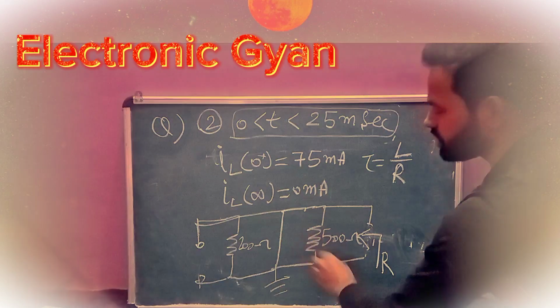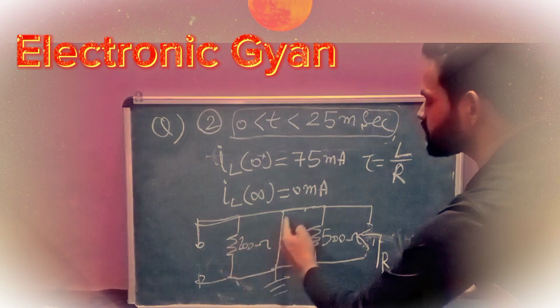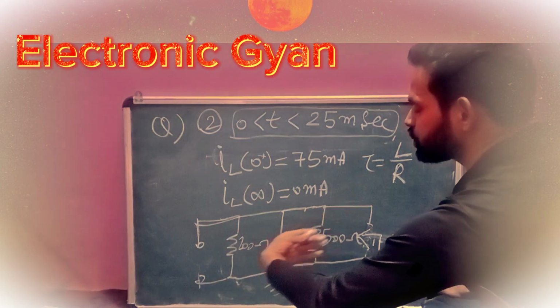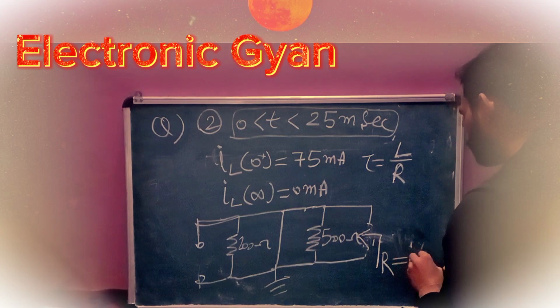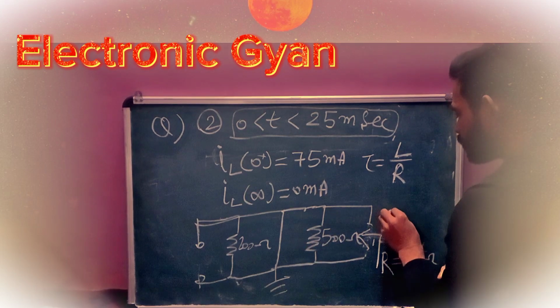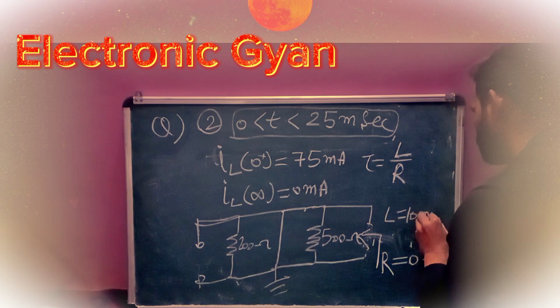How much equivalent resistance is there, as seen through the inductor? If you see, this is a physical short, due to which both resistances will get shorted. So the equivalent resistance will be equal to 0 ohm. And we know the inductance is 10 millihenry.